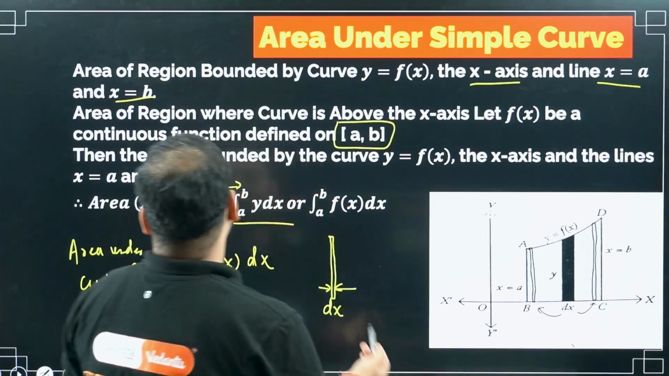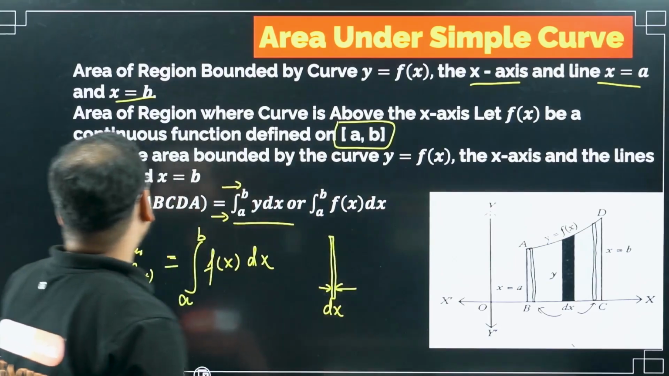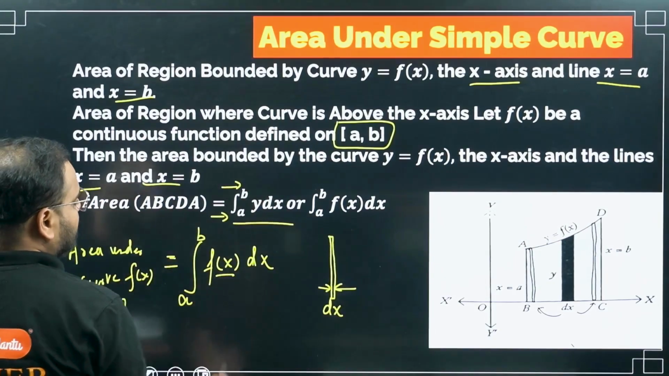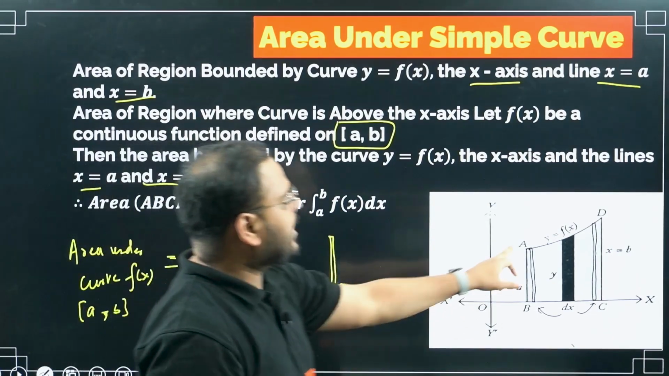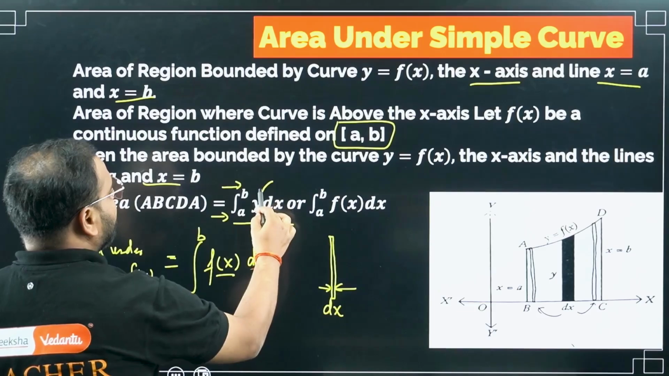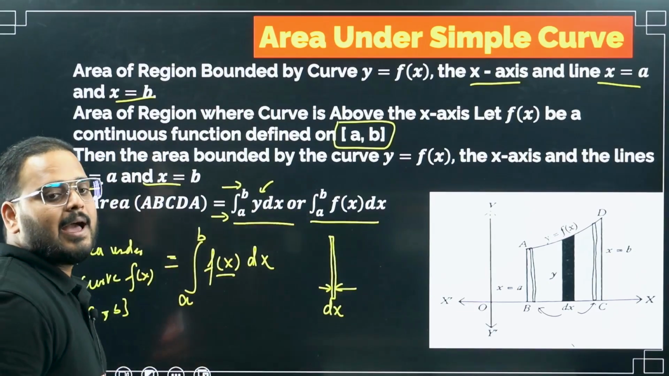Have a look. So the area bounded by the curve, the x-axis, and the lines x equals a and x equals b is given by what? The integral of, see, I can write this f(x) as simply y. Why? Because y equals f(x) is the given function that we have. So I can write it as simply y, or write it as f(x) dx, provided the limit is the same, a to b. I hope this is simple.